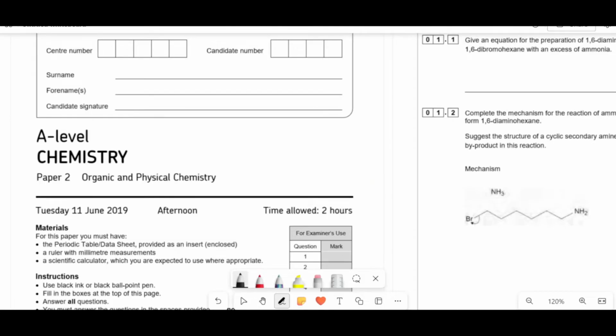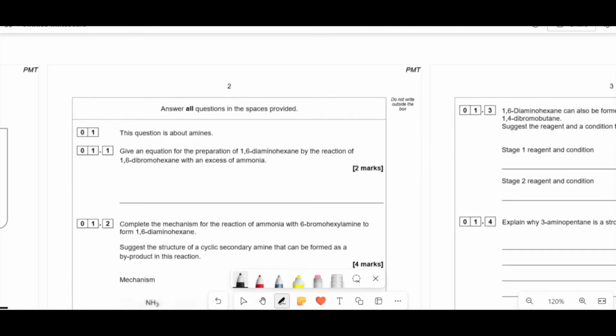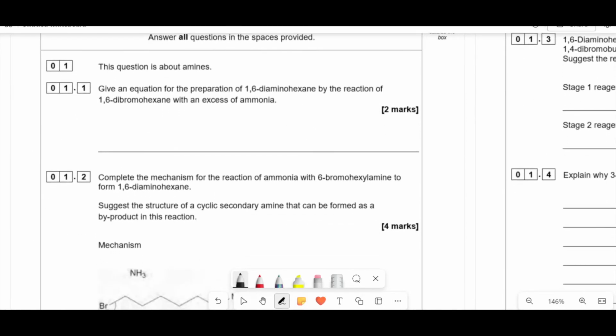Today we're going to be doing the AQA A-Level Chemistry paper from June 2019. So it's paper 2. This question's about amines. Give an equation for the preparation of 1,6-diaminohexane from the reaction of dibromohexane with an excess of ammonia.